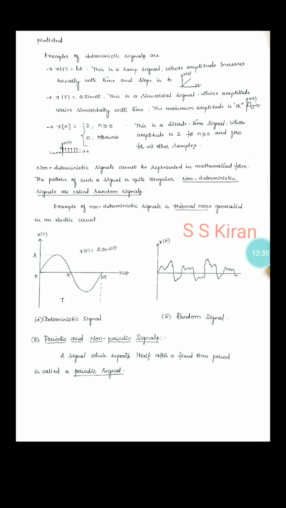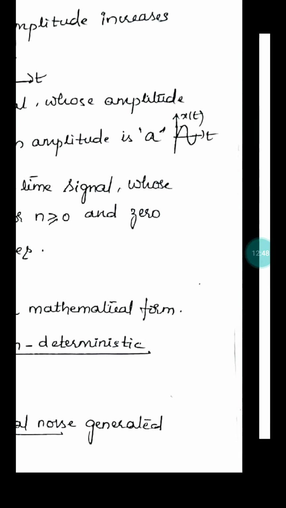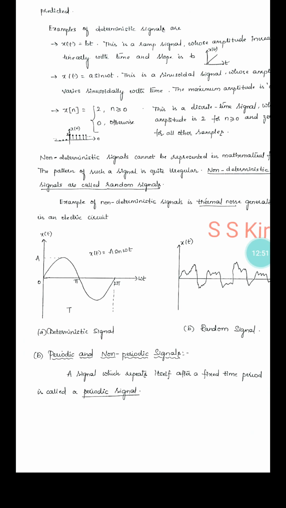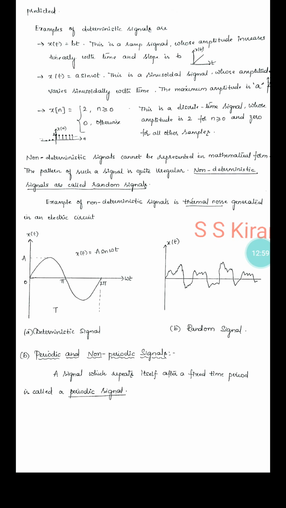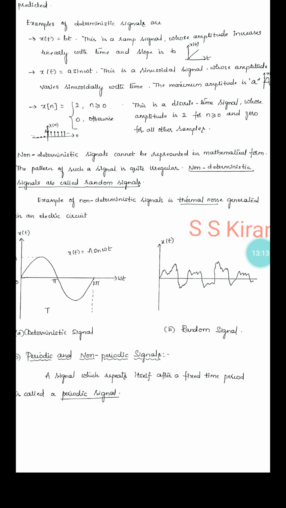Examples: x of t is equal to bt, x of t is equal to a sin omega t, and x of n, a discrete time signal, equal to 2 for n greater than or equal to 0, and 0 otherwise. Just observe the following figures and you can understand. Non-deterministic signals cannot be represented in mathematical form. These are the two variations: deterministic signals can be represented by mathematical form, non-deterministic signals cannot. Just see the signals.